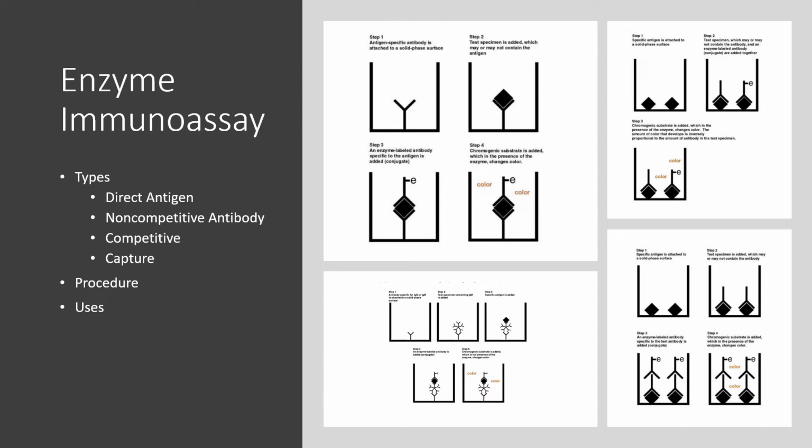The mechanisms of the four types are depicted here. The upper left diagram is the direct. To the right of that is the competitive. Under that is the non-competitive. The lower left is the capture method.